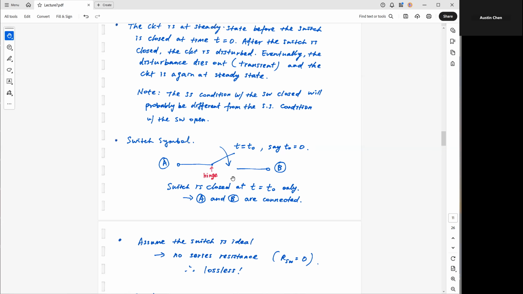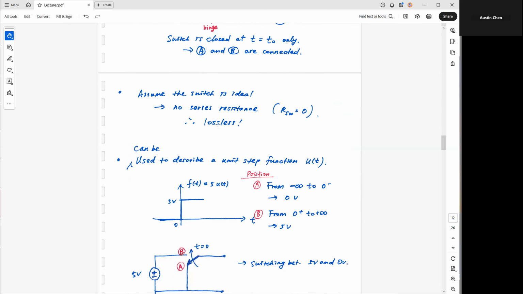So let's say I have an arrow that is pointing upward. Then the way you should interpret this is, when t is equal to t0, the switch is open. Because if the arrow is pointing upward, then you know that there will be no connection when t is equal to t0.